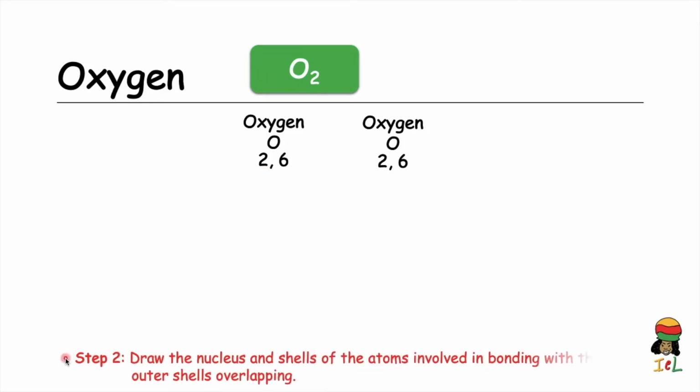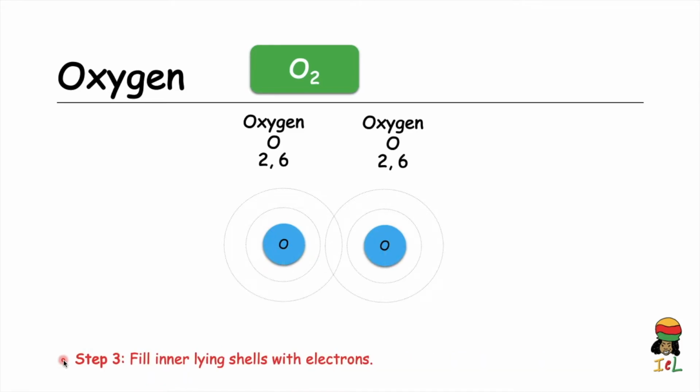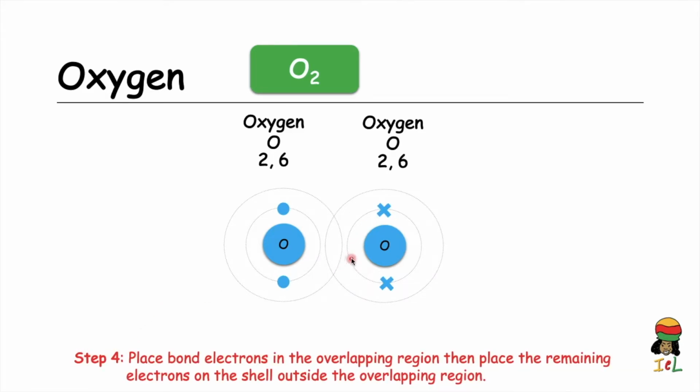Step 2, draw the nucleus and empty shells of the atoms involved in bonding with their outer shells overlapping. Step 3, fill the inner lying shells with electrons. Note that both oxygen atoms contain one inner lying shell, which has a maximum of 2 electrons each. Step 4, place the bond or shared electrons in the overlapping region, then put any remaining electrons on the shell outside that area. Note that each oxygen atom has 6 electrons on the last shell.